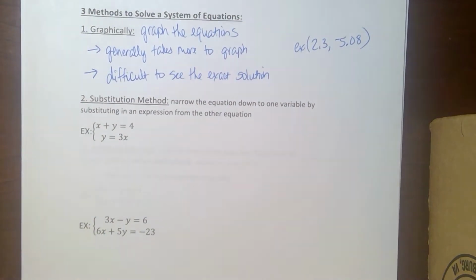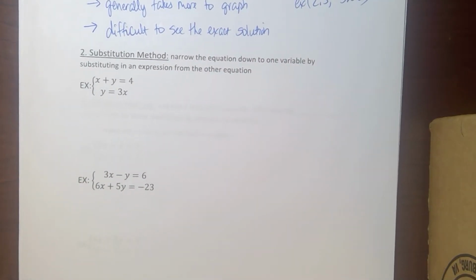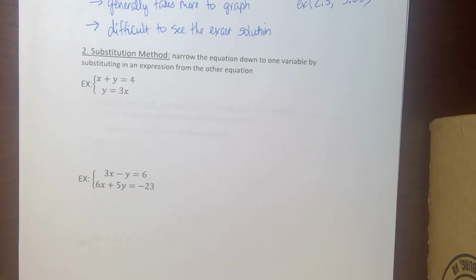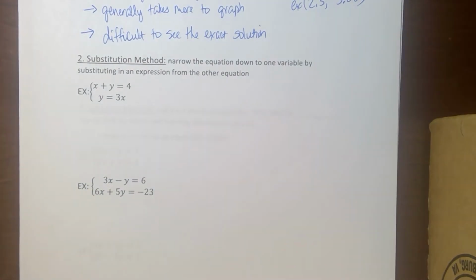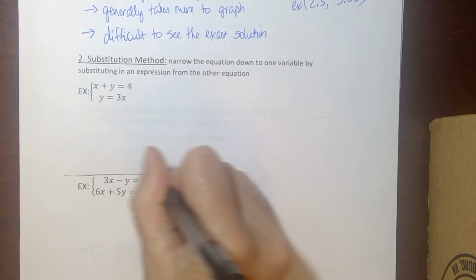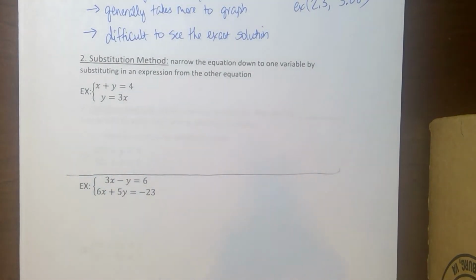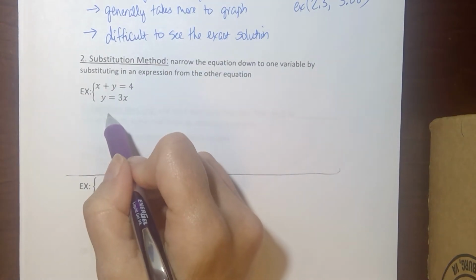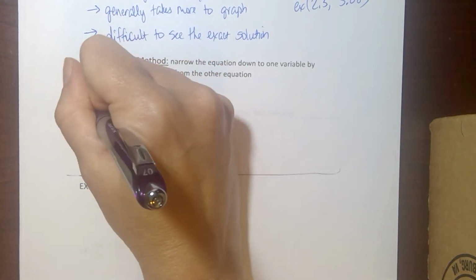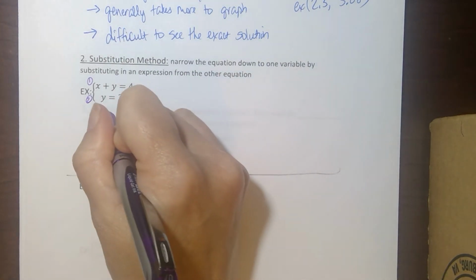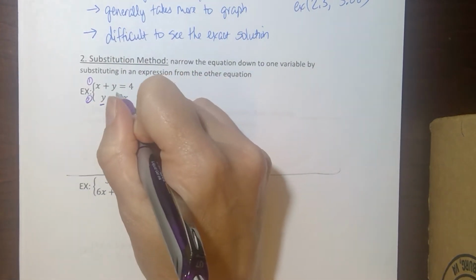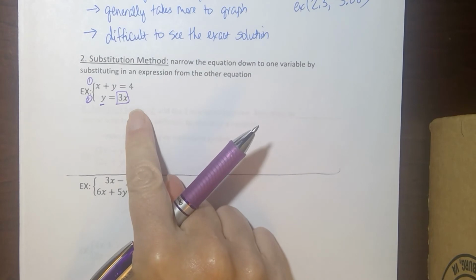When I'm using the substitution method, first I narrow the equation down to one variable by substituting in an expression from the other equation. So for this first example, let me delineate where I have space. For this first example, I already have my second equation. I've got two equations, equation 1, equation 2. And equation 2 is already set equal to y. Y is the same thing as 3x.